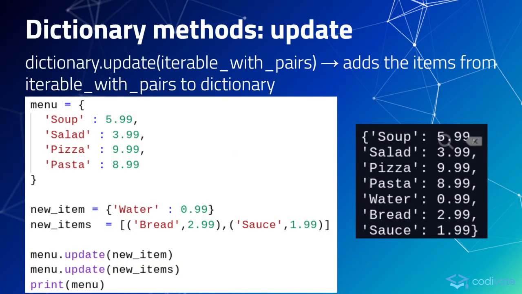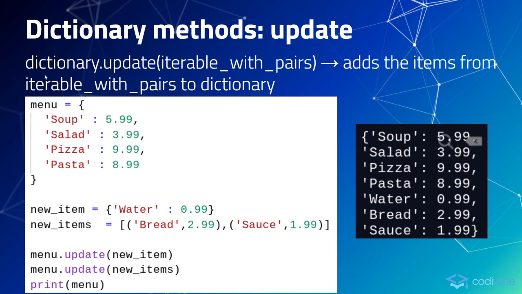So this is a very interesting method. It's also pretty useful if you wanted to combine dictionaries. It's called the update method. So this one takes a parameter. It takes an iterable with pairs. We'll go into that in a bit more depth as we go through the example.